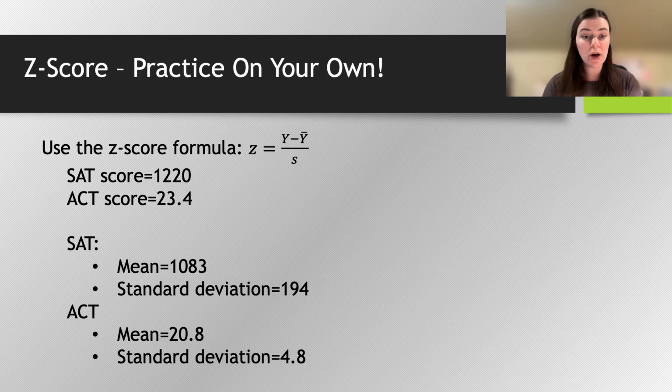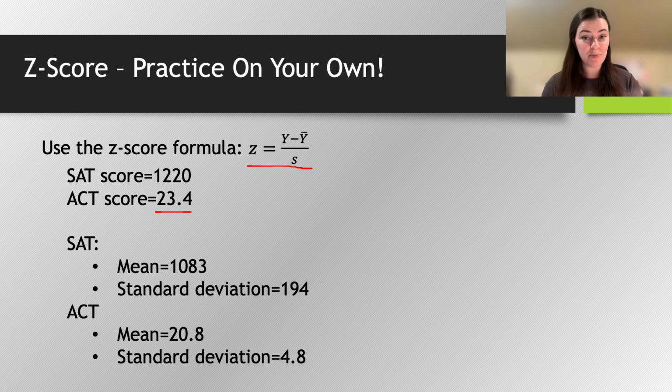I'm going to give you one more opportunity here to practice this on your own. So what I've done here on the left is provided information about another test taker who scored a 1220 on the SAT and a 23.4 on the ACT. And so using this z-score formula provided here, as well as our same information in terms of the mean and standard deviations for both the ACT and SAT, go ahead and pause this video and practice on your own to calculate the z-scores for both the ACT and the SAT.